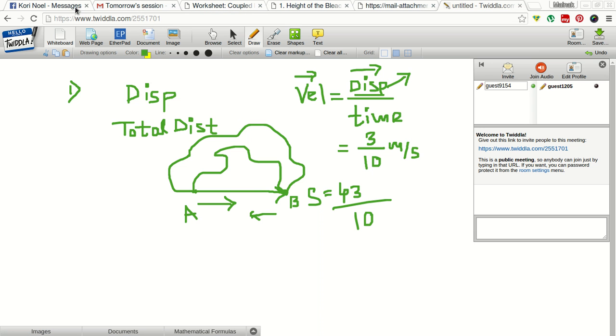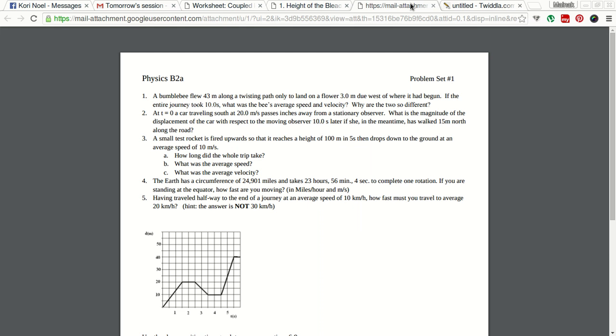About the next one: at t equals 0, a car traveling south at 20.0 meters per second is some distance away from a station observer. What is the magnitude of the displacement of the car with respect to the moving observer? Can you tell me how we did that?